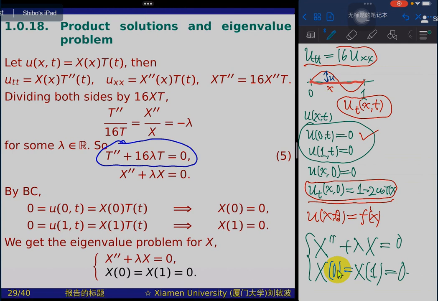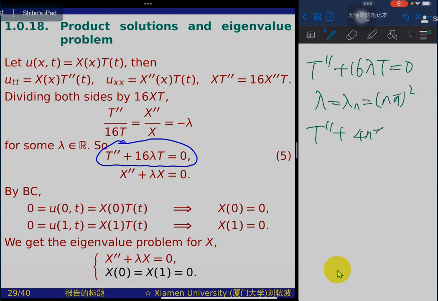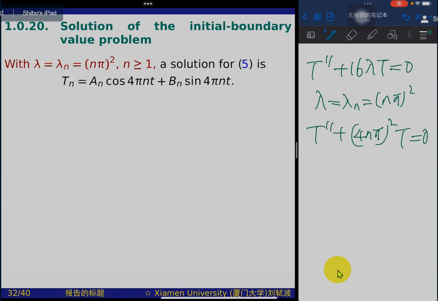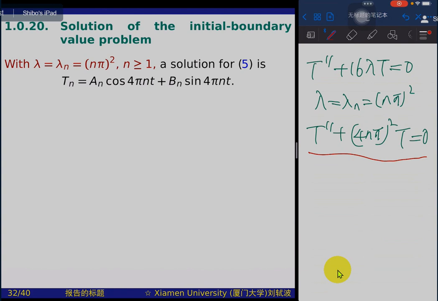Okay, we need to solve this ODE for T, but this is easy because this is a second order linear constant coefficient ODE. We know how to solve it. Okay, so the ODE, maybe I should copy it here. T double prime plus 16 lambda T equals zero. Note that our lambda is lambda n, that is n pi square. So the ODE becomes T double prime plus 4 n pi square T equals zero. That is the ODE, right? So to solve this ODE, we know that the general solution of this ODE is a linear combination of cosine 4 n pi t and sine 4 n pi t. Okay, therefore, that is the general solution.